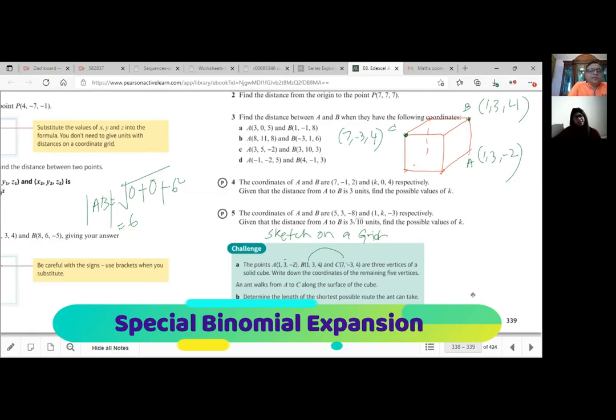Now find what BC is. BC: 1 minus 7 is minus 6, squared. 3 minus 3 is 0. 4 minus 4 is 0. So it is 6 squared again, and the distance is 6 square root 2. That clearly means this is a diagonal, right?